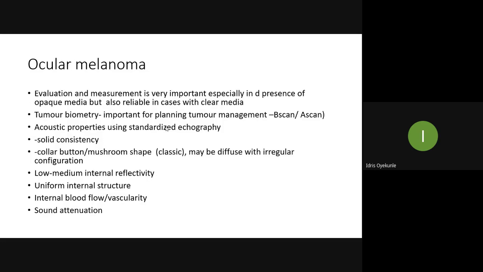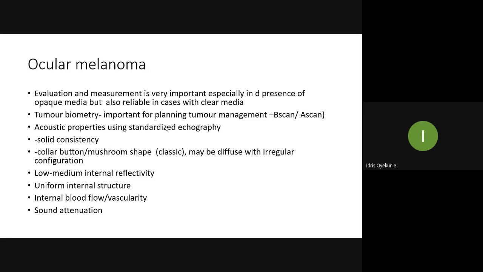The most common indication in this environment, or at least in ophthalmology, is ocular melanoma. Evaluation and measurement is very important, especially in the presence of an opaque media. But also, ultrasound is very reliable when there is clear media. It is very helpful for tumor biometry, which is important in planning for tumor management, and it entails the use of an A scan and a B scan together. When studying the acoustic properties using standardized echography, one is able to tell what the tumors are.